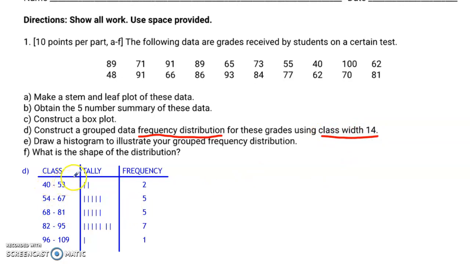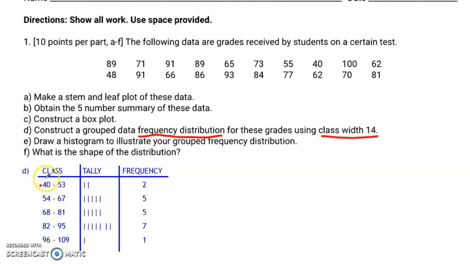Don't believe me? Count it on your fingers. 40, 41, 42, 43, 44, 45, 46, 47, 48, 49, 50, 51, 52, 53. That is 14 values. And then from 53, we go directly up to 54. Notice that there are no gaps here. There are no decimals, so we don't have to worry about 53.5 or 53.1, whatever it is. These classes also do not overlap.